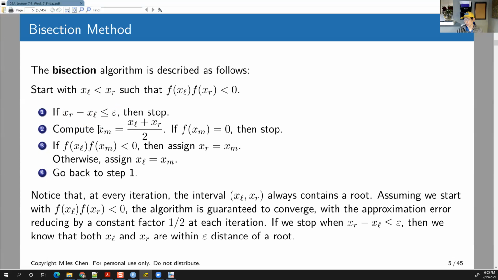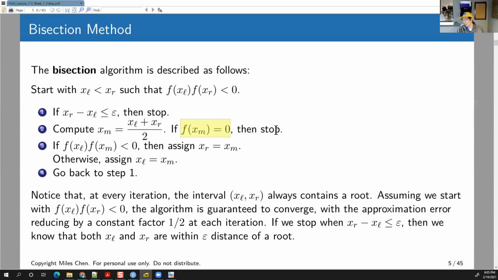Otherwise, you compute the midpoint. The midpoint is just the left plus the right, divided by 2. If that midpoint happens to equal 0, then you can stop. You've found the root. The root is equal to the midpoint.